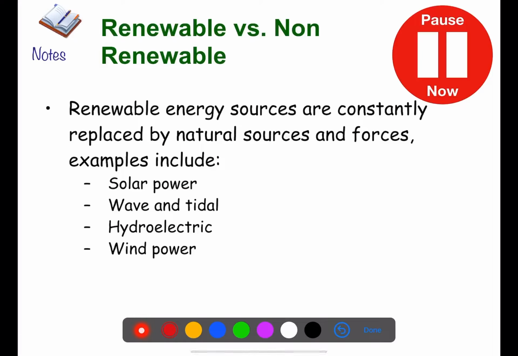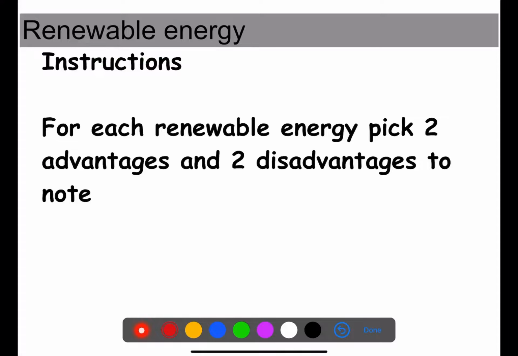Renewable energy sources are constantly replaced by natural sources and forces. Examples include solar power, wave and tidal, hydroelectric, and wind power. Pause the video now and take these notes. For this next section, we're going to look at the different types of renewable energy. You need to pick 2 advantages and 2 disadvantages for each to note. You'll find a fill-in sheet to help you on the Google Classroom.